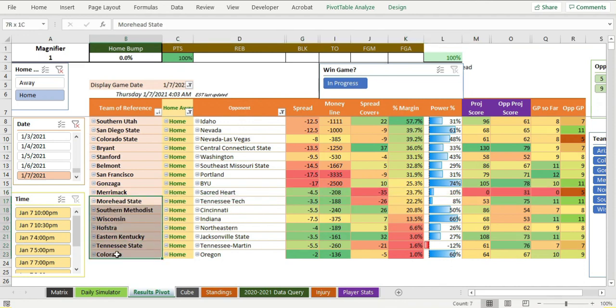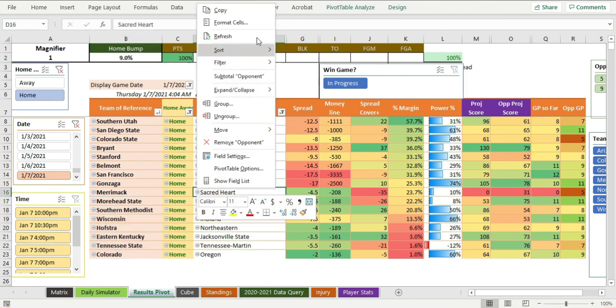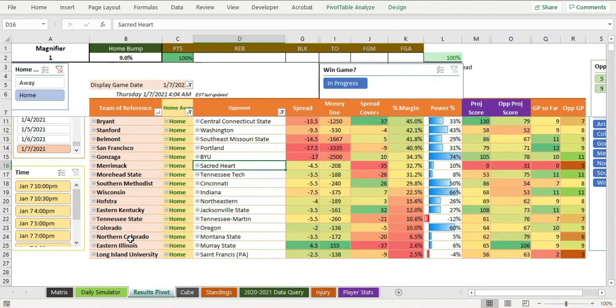So it's these teams, and that's with no bump. With the 9% bump, who joins the list? Northern Colorado, Eastern Illinois, Long Island. So these teams have a chance, and you actually get 4.5 with Eastern Illinois. So that's a doable pick right there. Because supposedly with the bump, we actually think they're going to win.